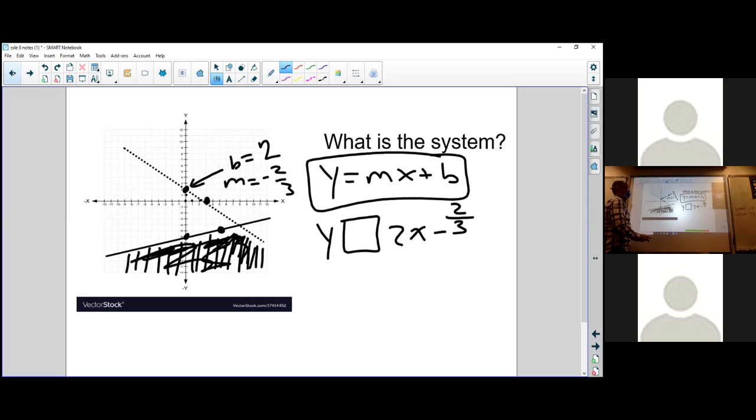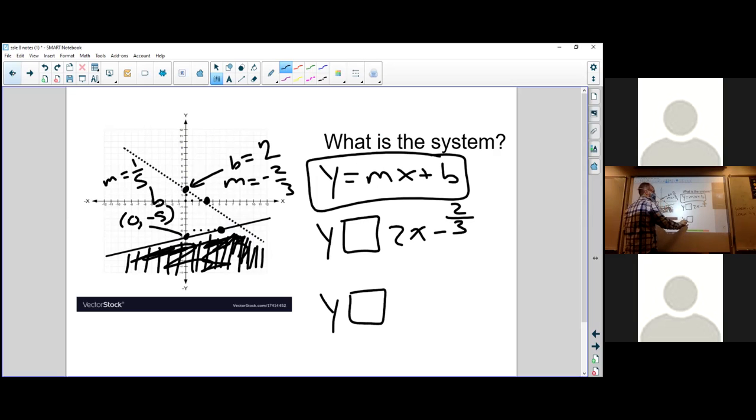Okay, so that's my first equation. My second equation's set up to do the same thing with. So it looks like I have a y-intercept here of 0, -5. So my b value is -5. My slope, I'm going to go up 1, right 1, 2, 3, 4, 5. So my slope is 1/5.